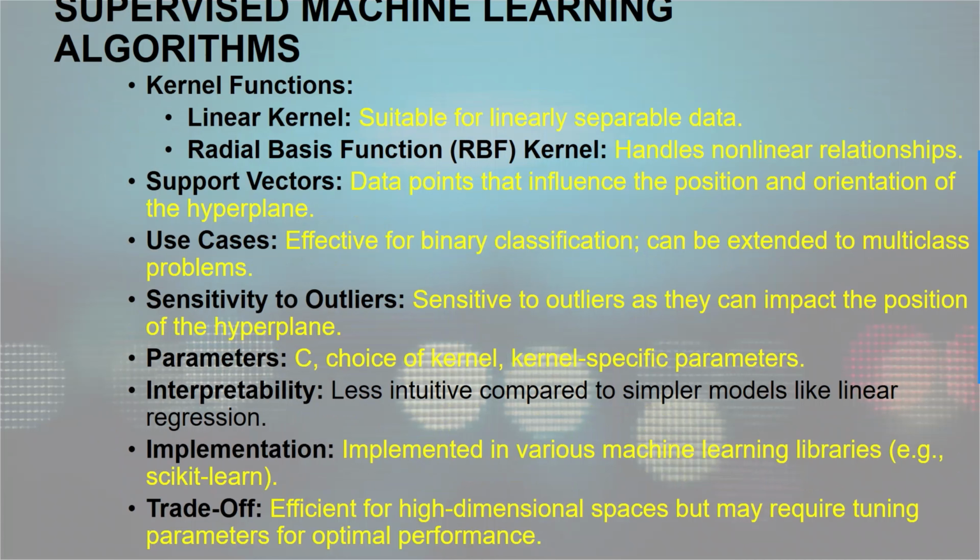Then we have sensitivity to outliers, as they can impact the position of the hyperplane. Then we have some of the parameters, which are C, the choice of kernels, and kernel specific parameters. Then we have interpretability, which is less intuitive compared to simpler models like linear regression. The implementation is available in various machine learning libraries such as scikit-learn. Then we have the trade-off, which is efficient for high dimensional spaces but may require tuning parameters for optimal performance.